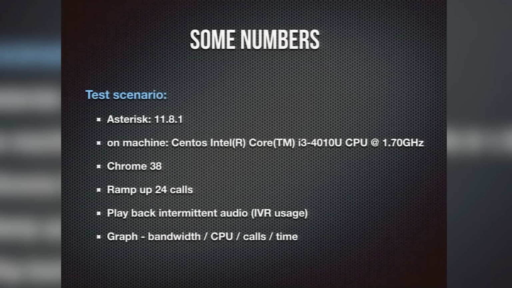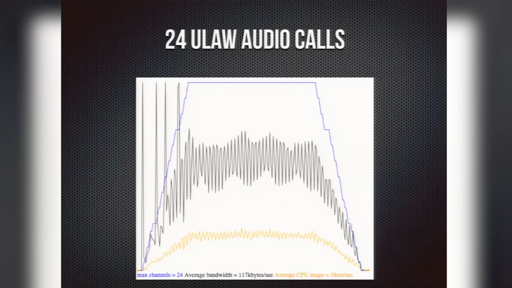So Tim ran some scenarios and made some pretty graphs. You'll see in a minute. He ran them against Asterisk 11.8.1 on a decent sized box, Chrome 38, up to 24 calls, and the graph shows bandwidth, CPU, calls, and time. You can see here, the blue line is the number of channels, the grey/black is the bandwidth, and the orange is the CPU usage.